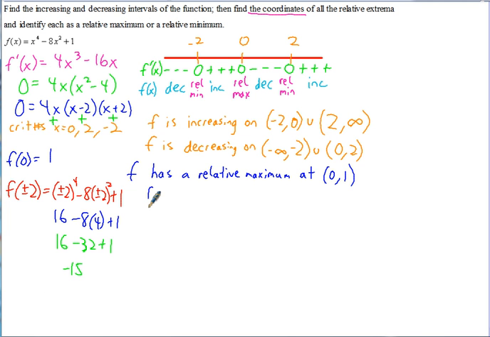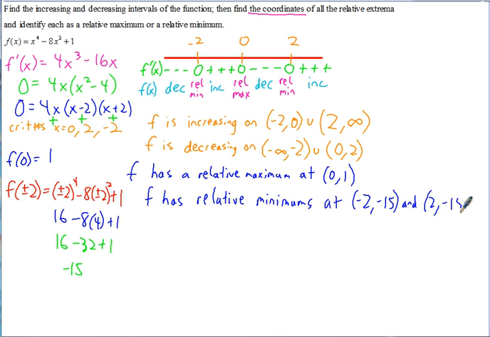So we can say F has relative minimums at negative 2, negative 15, and 2, negative 15. So that answers everything they're asking.